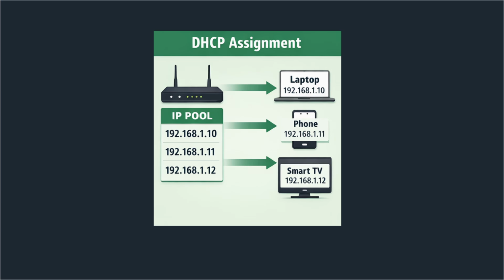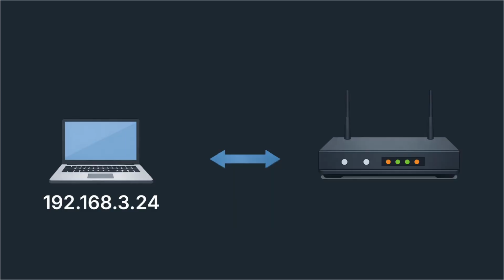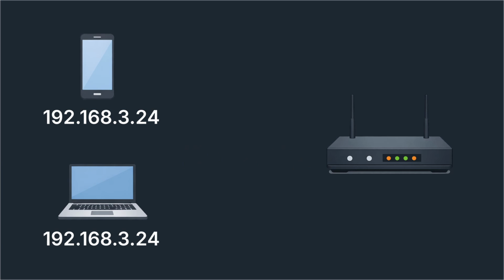The router keeps a DHCP lease table that tracks which devices have addresses. Over time, several things can go wrong. A device may leave the network without properly releasing the address. The router still thinks the address is in use. Two devices might accidentally try to use the same address. This can cause intermittent connectivity issues.